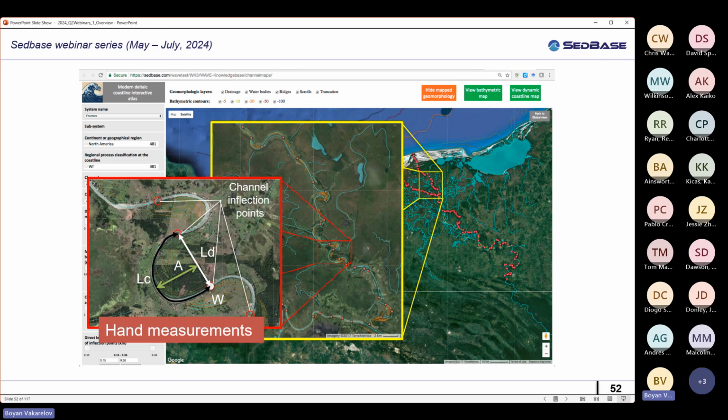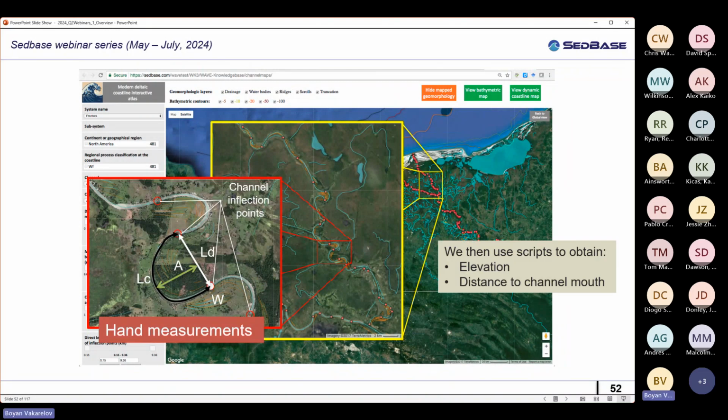Now, getting a feeling for those things is important because you can go into the database and query channel points based on these variables. So if you're interested in the sinuosity of a channel of a given width with a given LD measurement, you can get this type of data. At each location point, apart from these measurements that I mentioned, we also have a script which tells us the elevation of this point above sea level. And we also know how far a given point is from the channel mouth. So we can query for data based on distances from the coastline. All of this allows you to very narrowly focus on the type of area that you're interested in.